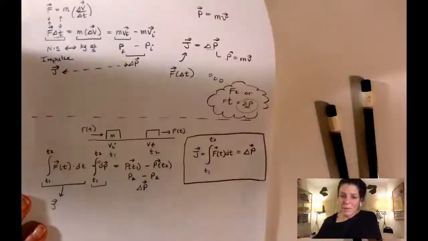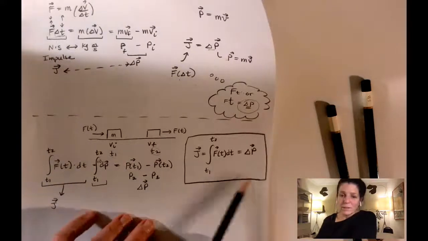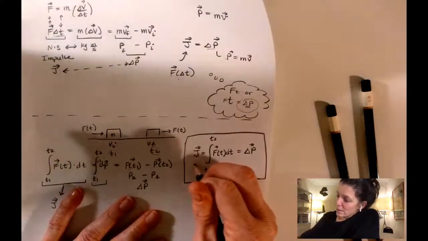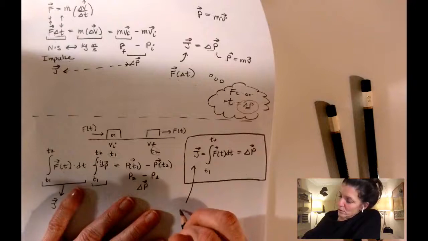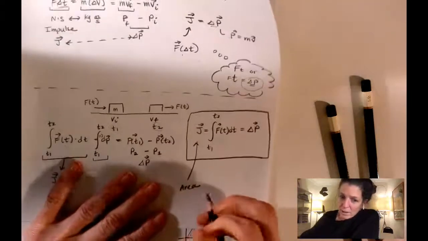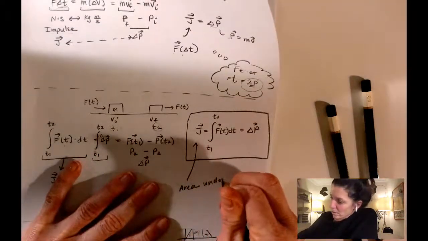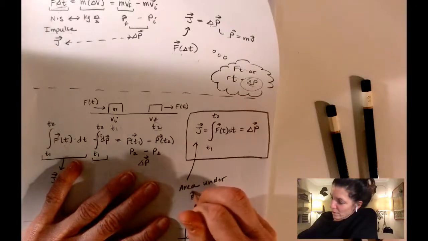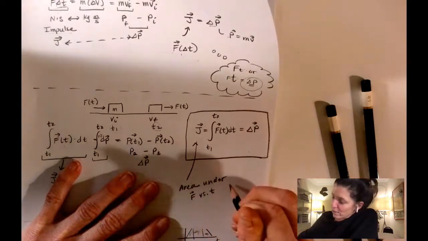I'm going to come back up here. Here's our impulse. This is also the area under an F versus T graph.